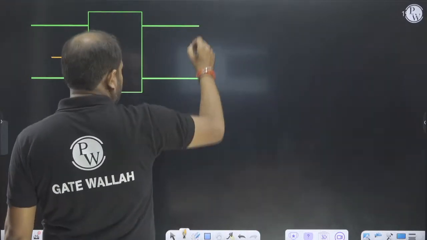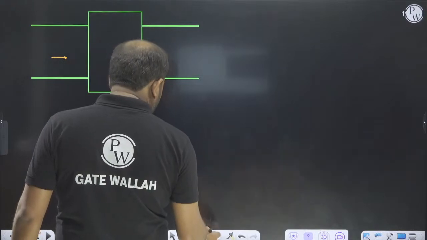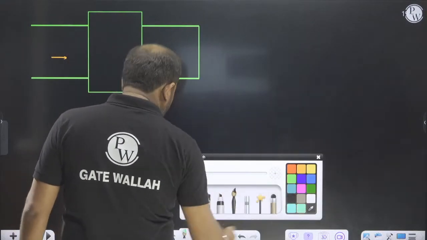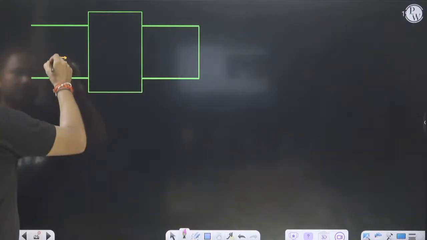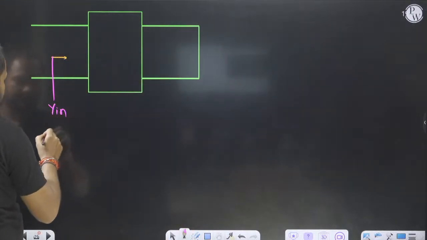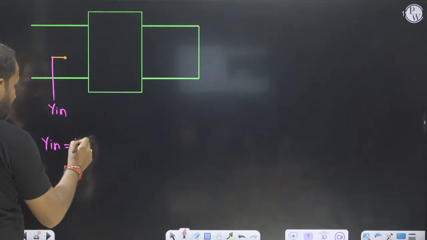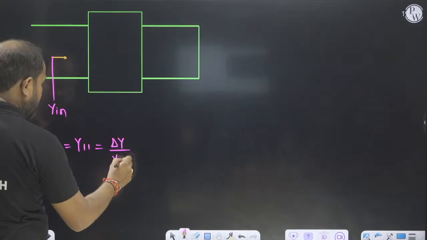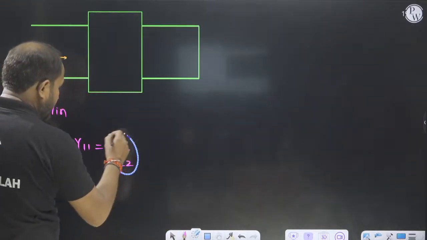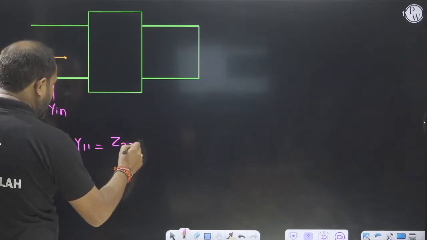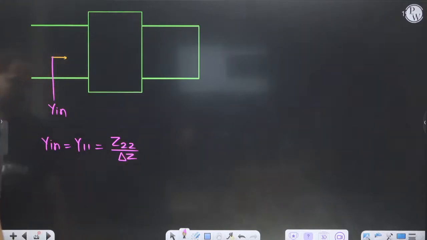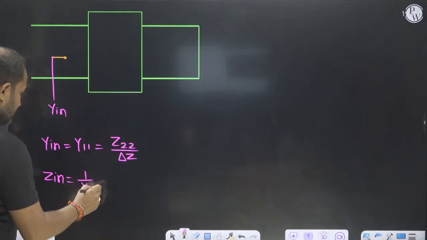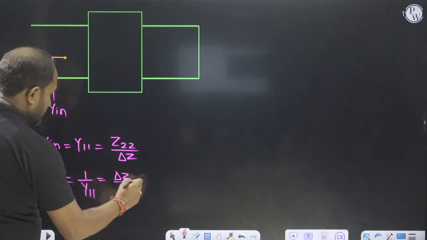It will be short circuit. So first of all, what you will do? If it is short circuit, first of all you have to find out Y in, because short circuit is admittance Y in, Y11 and delta Y upon Y22, sorry, in terms of Z, Z22 upon delta Z. And Zin will be 1 by Y11 or delta Z upon Z22.